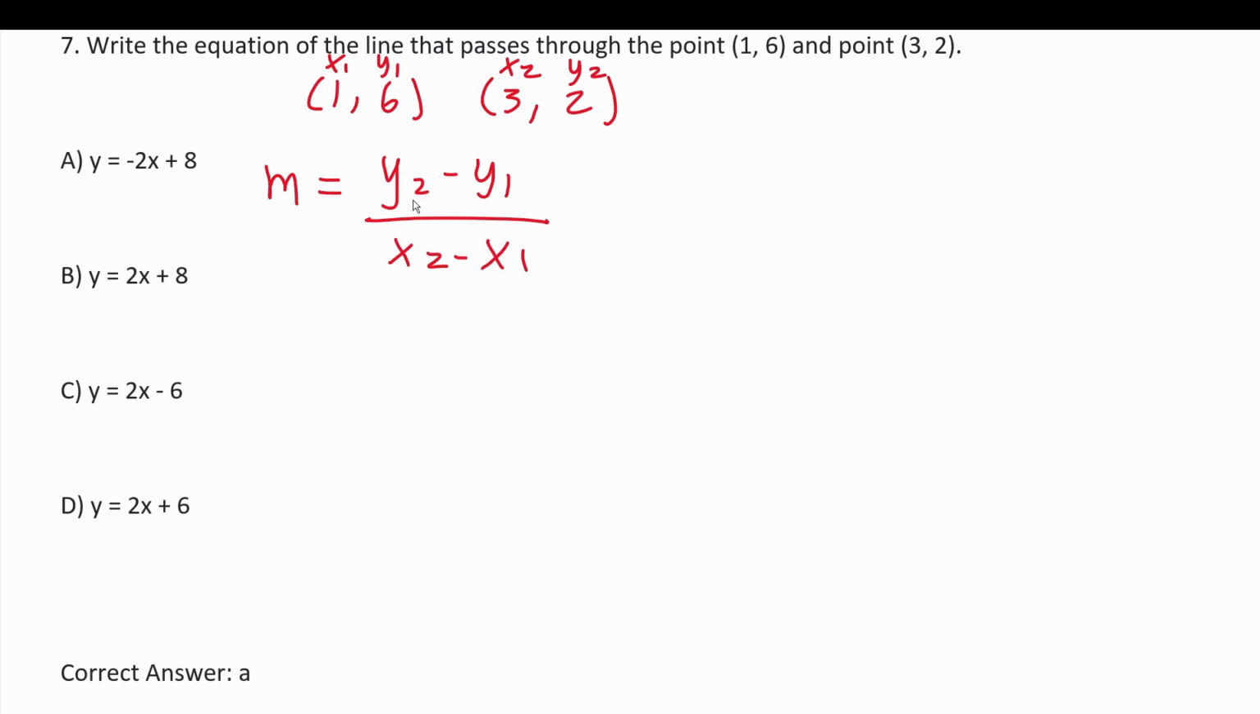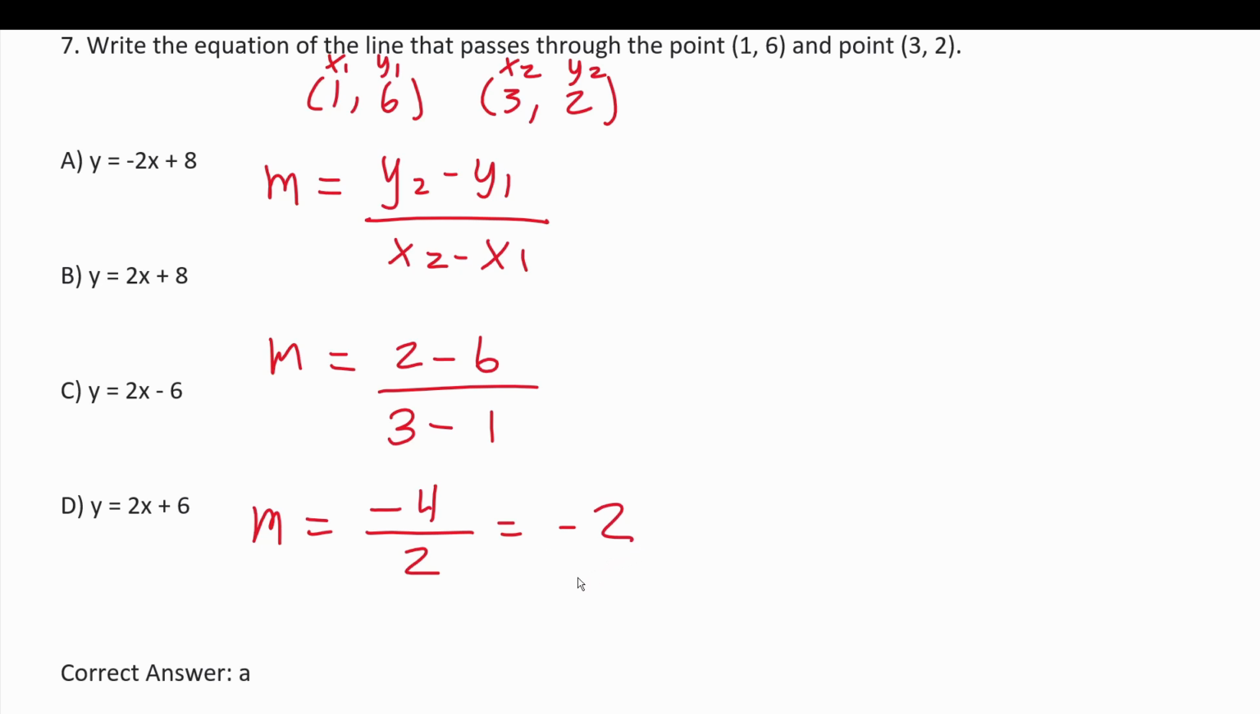Where do we get y1, y2, x1, x2 from? They are values of our ordered pairs, which I just labeled for you. So this becomes m equals y2, which is 2, minus y1, which is 6, over x2, which is 3, minus x1, which is 1. Let's keep working this out. 2 minus 6 is going to be negative 4. 3 minus 1 is 2. Negative 4 divided by positive 2 is negative 2. So I know the slope of our line is negative 2.